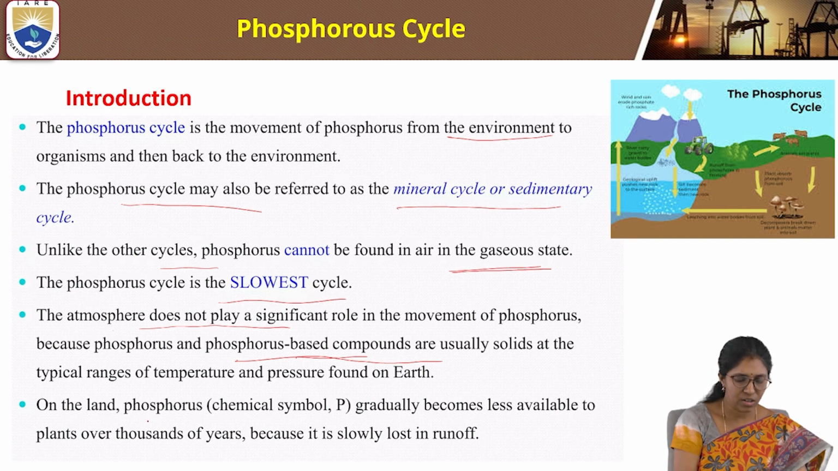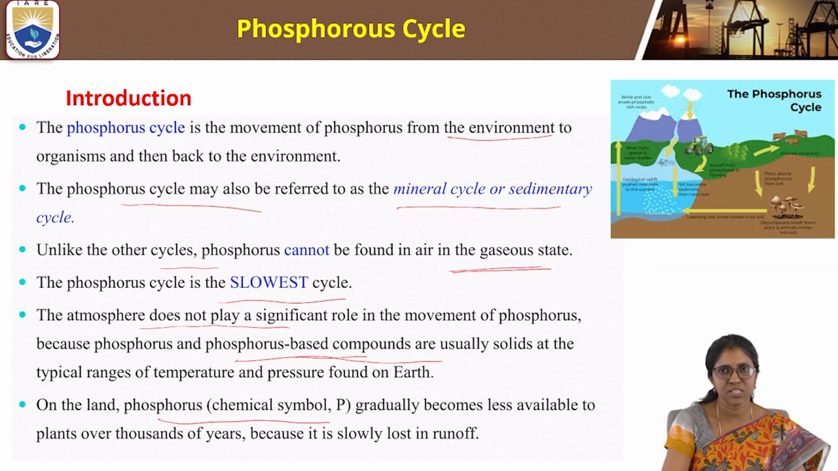On the land, phosphorus, whose chemical symbol is P, gradually becomes less available to plants over thousands of years, because it is slowly lost in runoff.